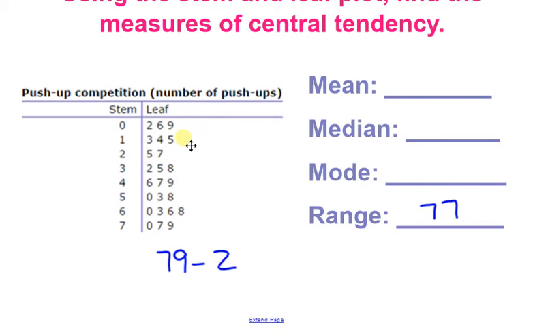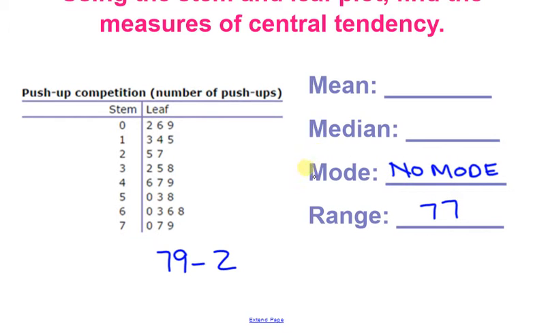What is my mode? Let's take a look. I do not see any number that repeats. And so in this case, we have no mode. And that's okay. It can absolutely happen. Sometimes we can have 3 or 4 modes.